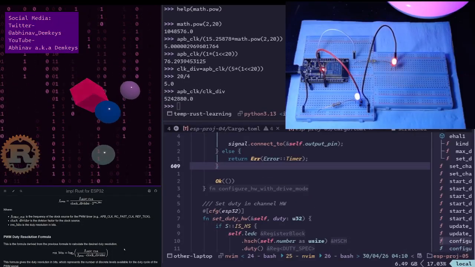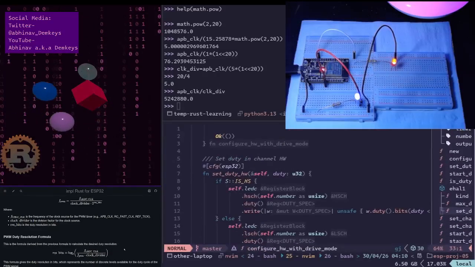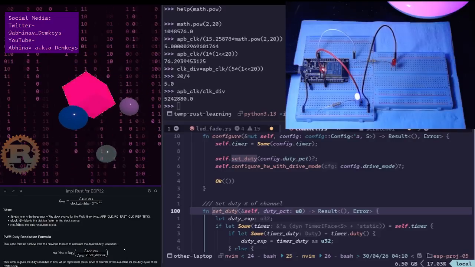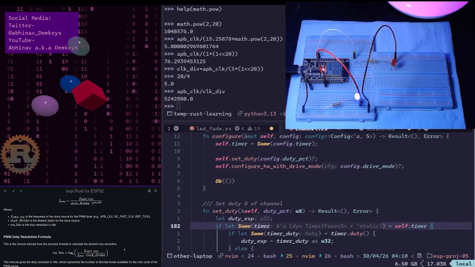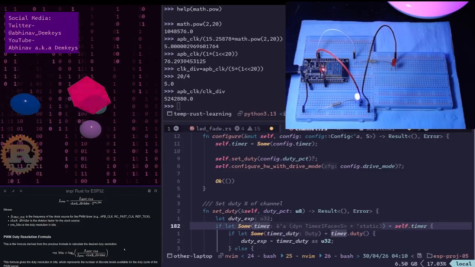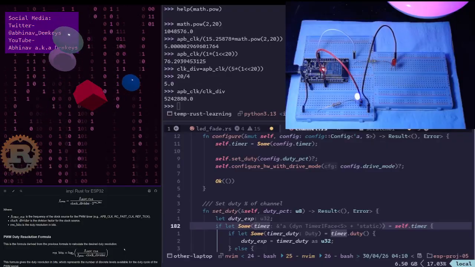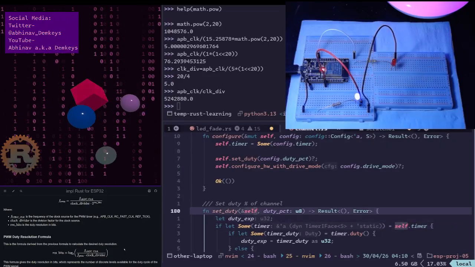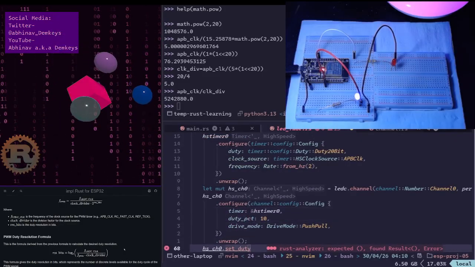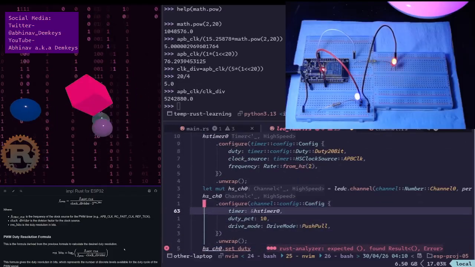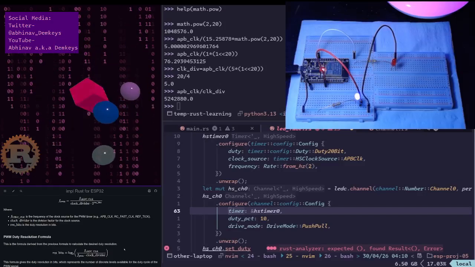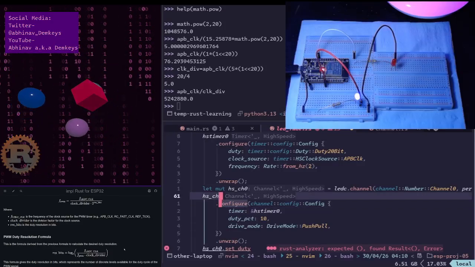But yeah, okay. In set duty, up here, it is checking for timer.duty. Where is timer coming from? Maybe from self. Yeah, timer is coming from self. So in here, this is our channel, right? Oh, timer, there you go. In our configure method, we are setting what the timer is, and in our timer, we are setting what the duty resolution is.